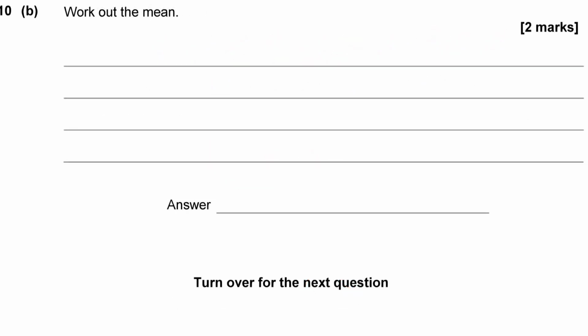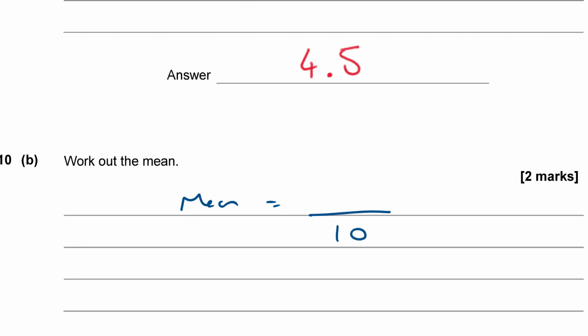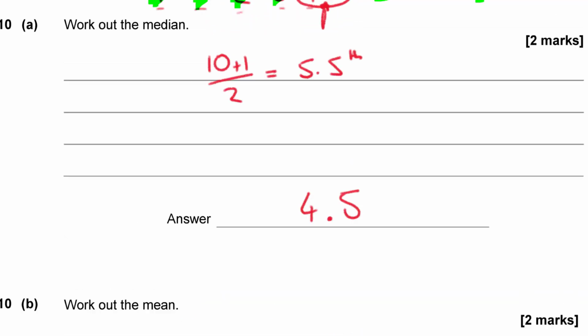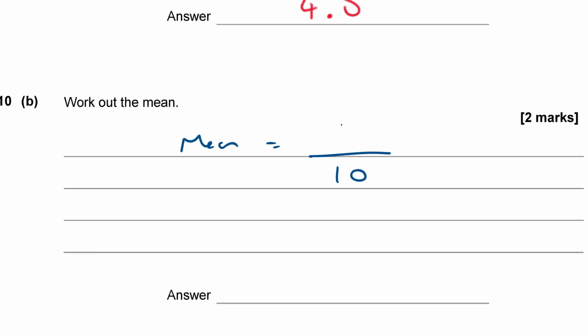Okay, 10b says work out the mean. So the mean is going to be all those numbers added up divided by the total number of numbers. Now I already know that there are 10 numbers because I counted them earlier. But what do my numbers add up to? I'm just going to add these up. 1, 3, 5, 8, 12, 17, 22, 27, 33, 41. So they add up to 41. There were 10 numbers altogether, so dividing 41 by 10, just move the decimal point 1 across, it gives me 4.1. So my mean is 4.1.